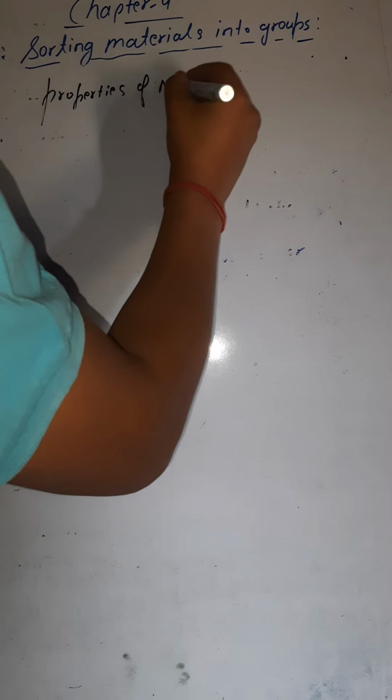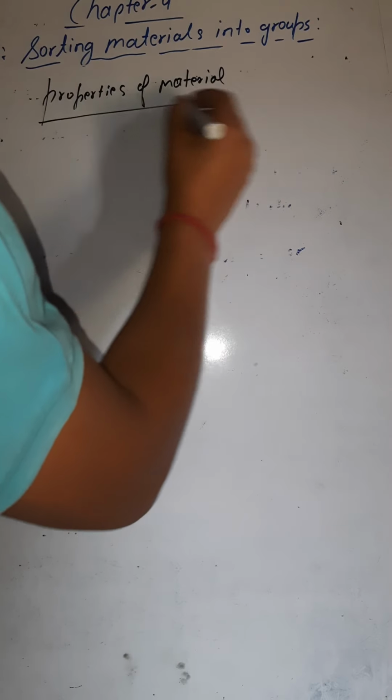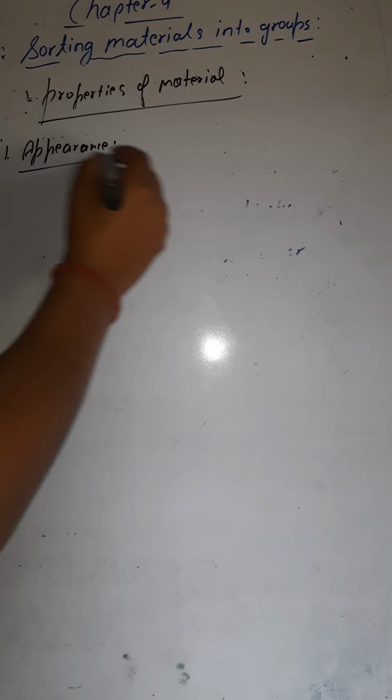Properties of material. By knowing the properties of material, you can differentiate, or sort out, the materials into different groups. There are many properties of the material. The first one is appearance. With the help of appearance, you can sort out the different materials.